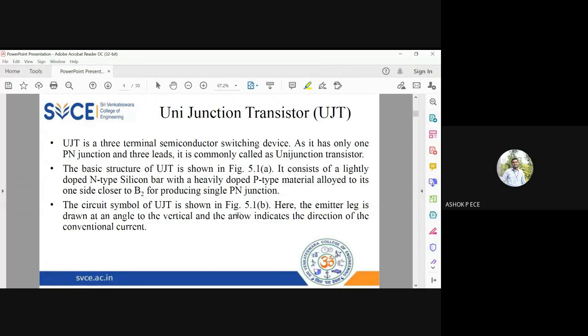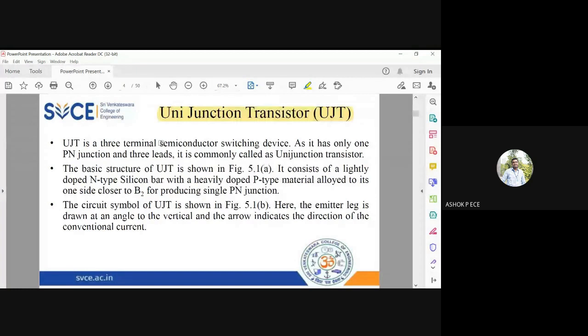So bipolar, it is going to have the current because of both majority carriers and minority carriers, so electrons and holes. But here UJT is not unipolar junction transistor. See here, it is uni junction transistor. So usually conventional BJTs will have two PN junctions, but this UJT is going to have only one PN junction. So that is why it is called as uni junction transistor UJT.